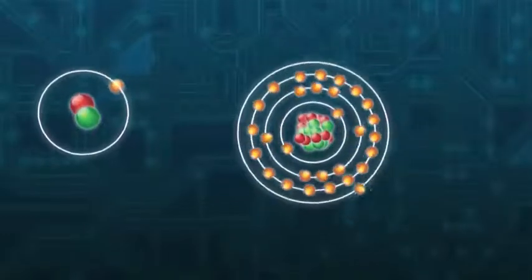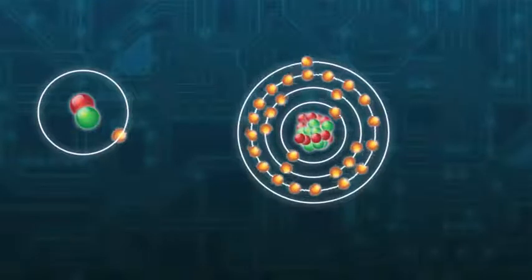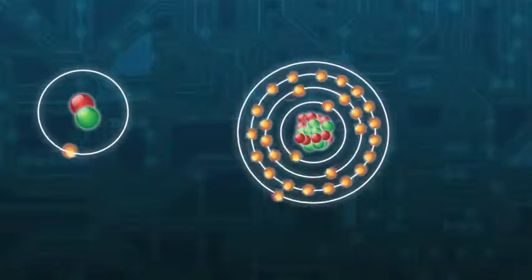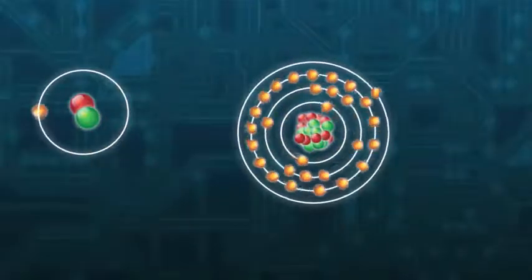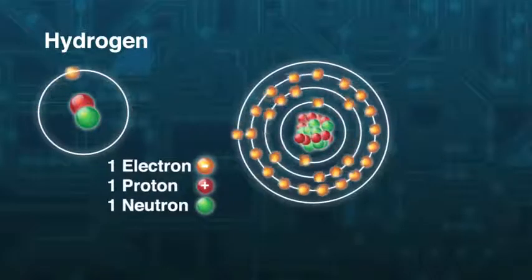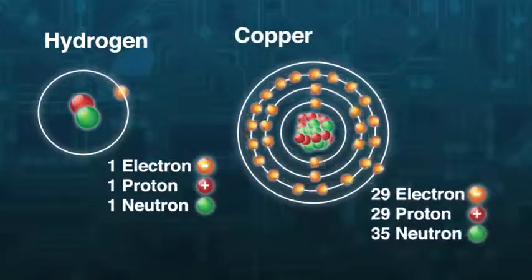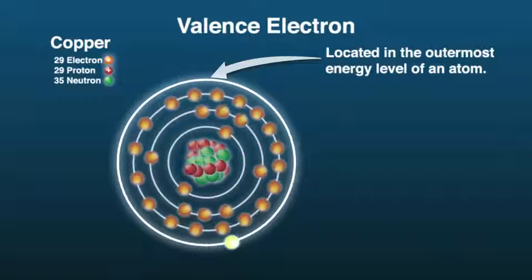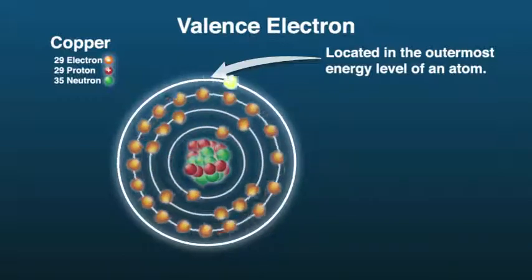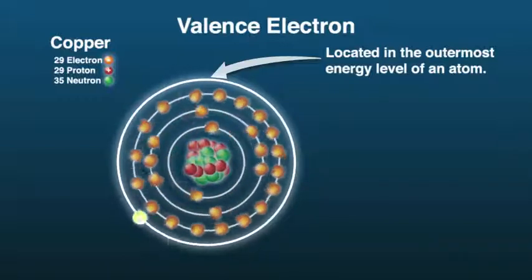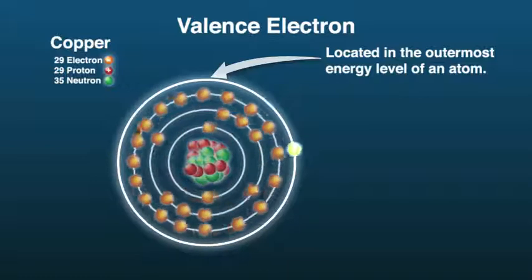The number of protons in an atom tells us what chemical element the atom represents. For example, an atom with 1 proton is hydrogen, and an atom with 29 protons is copper. An atom's electrons aren't forever attached to its atom. The electrons on the outer orbital shell of an atom are called valence electrons.